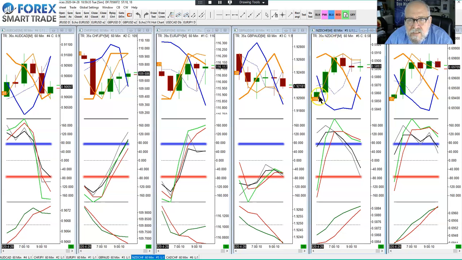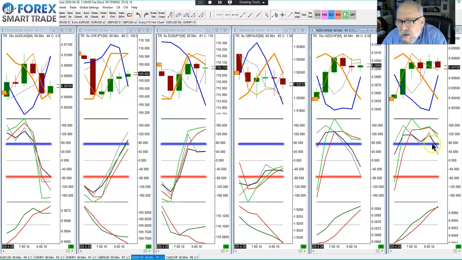New Zealand Swiss franc, minus 100, yes, but my lines are up here. I want them down here. And CAD CHF, minus 91, my lines are up here. This actually right now is looking good for a 10-point trade. Everybody's above, pointing down.